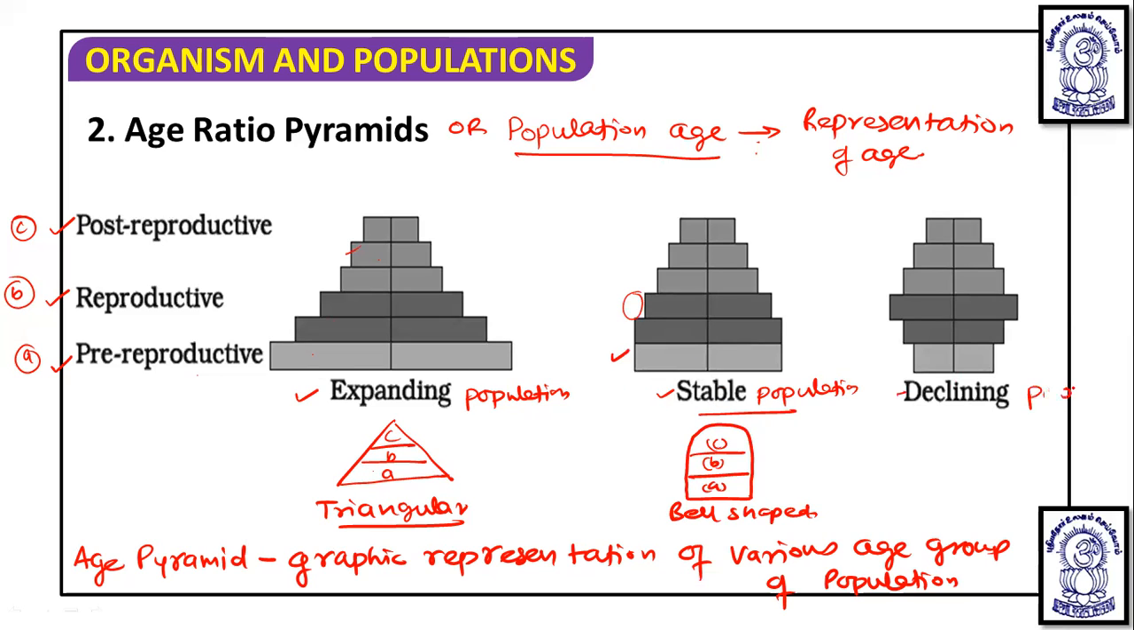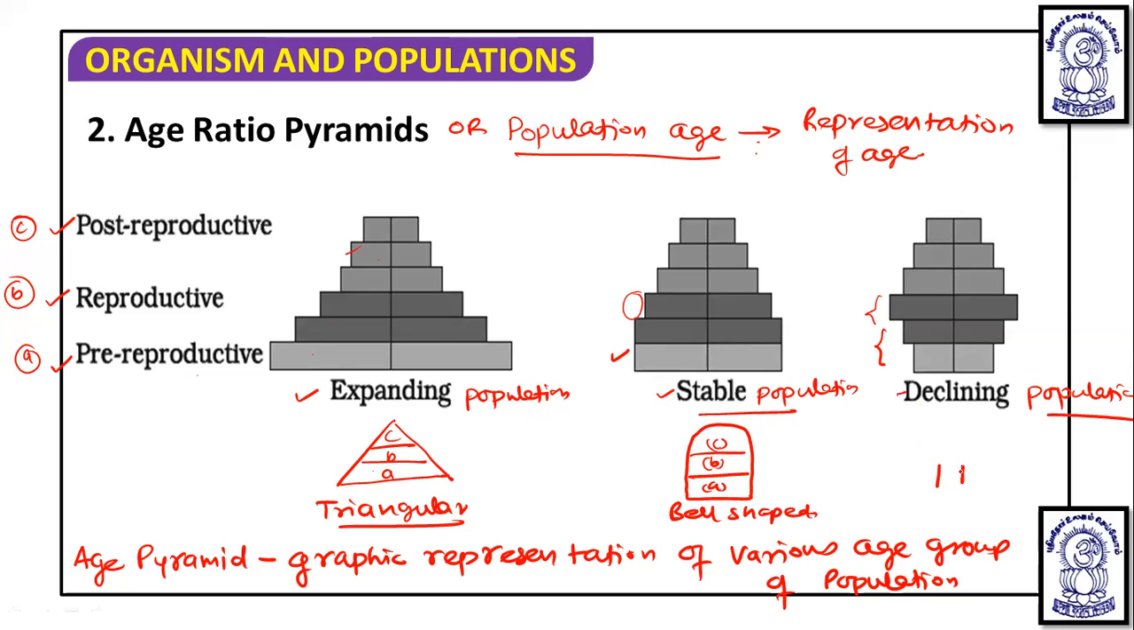But the last one is the declining population, and in a declining population, dear student, there is a small number of pre-reproductive individuals. You can see these pre-reproductive individuals are a small number, and they are followed by a large number of reproductive individuals. As there are fewer individuals in the pre-reproductive group, in the future the reproductive individuals will decline, and if reproductive individuals decline, the birth of new organisms will decline, so overall the population will decline. So population size will decline with time, and such a population shows a declined or negative growth.